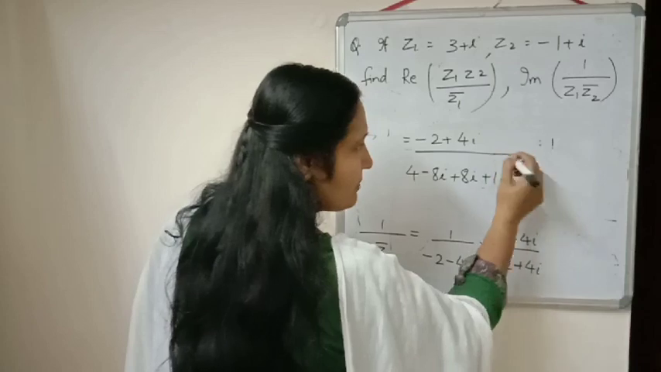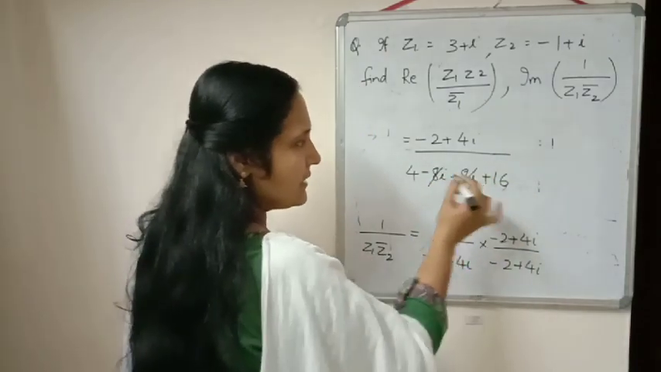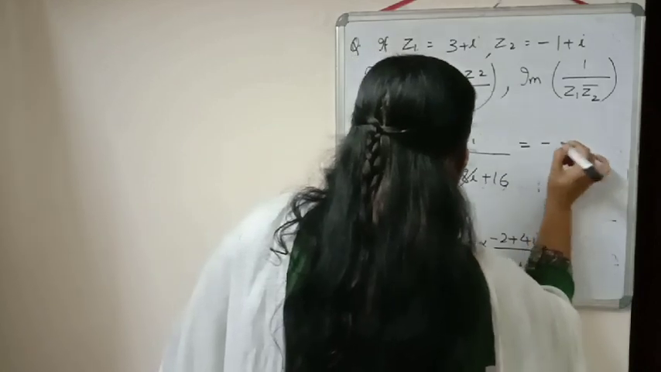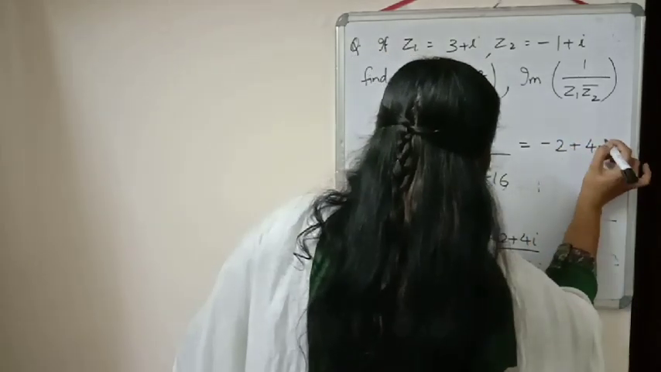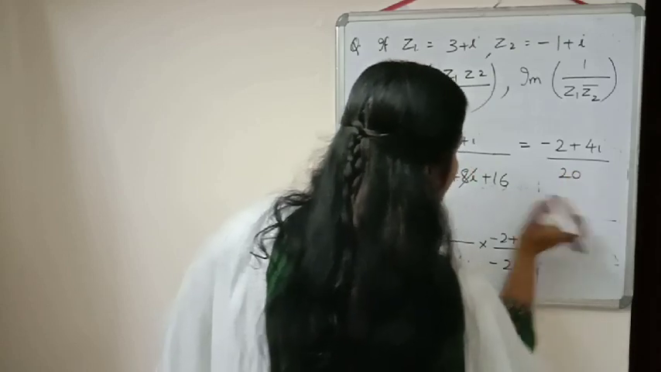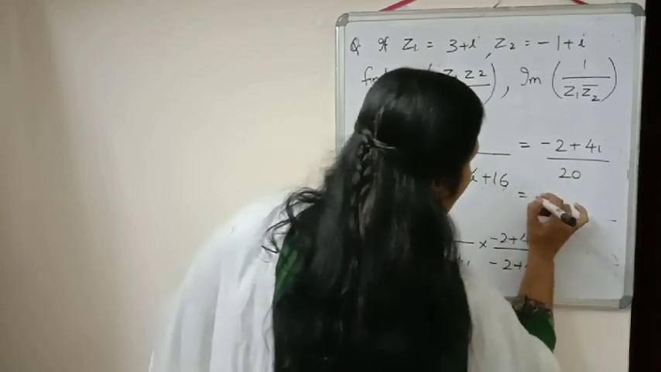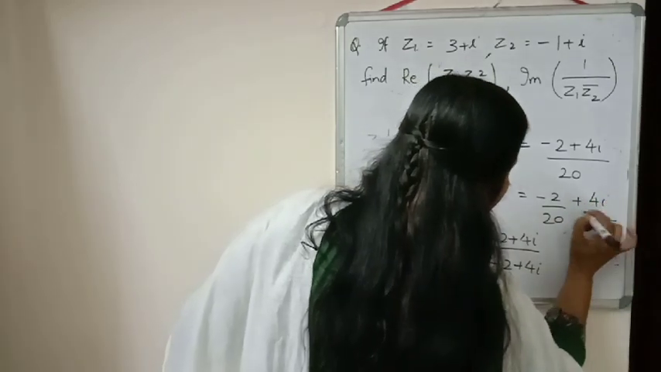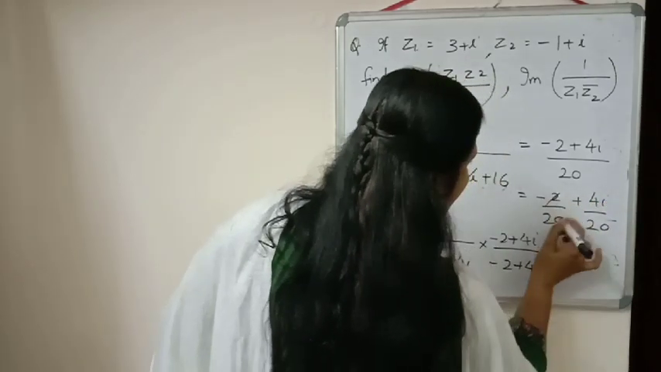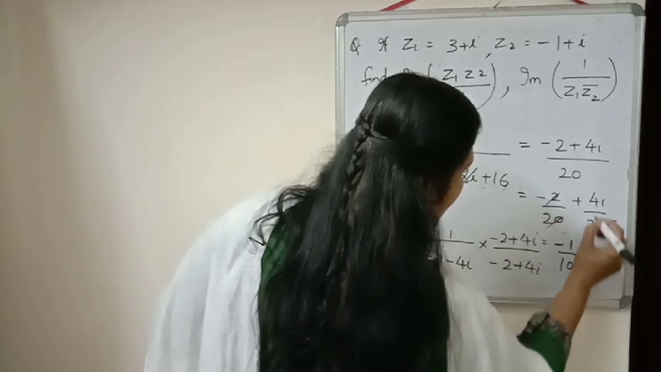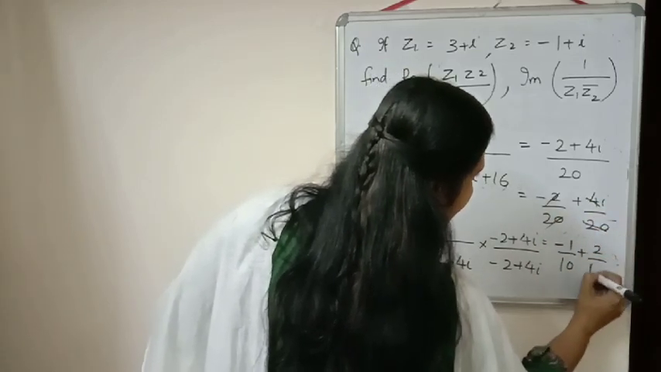So we will get 4 plus 16. So here minus 8i and plus 8i will get cancelled. Remaining, it will be equal to minus 2 plus 4i by 16 plus 4, which is 20. Now write it separately. Minus 2 by 20 plus 4i by 20. You can do the cancellation. So we'll get here minus 1 by 10 plus 2 by 10 i.